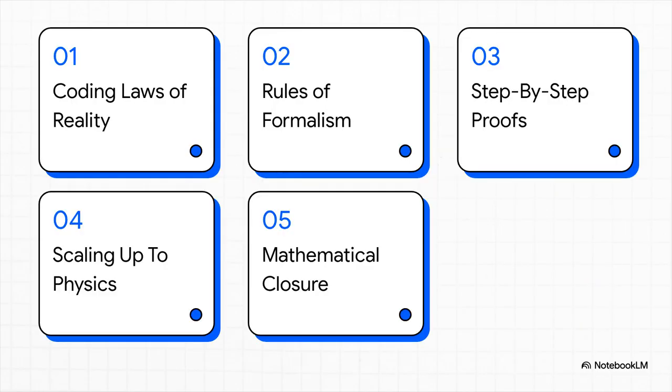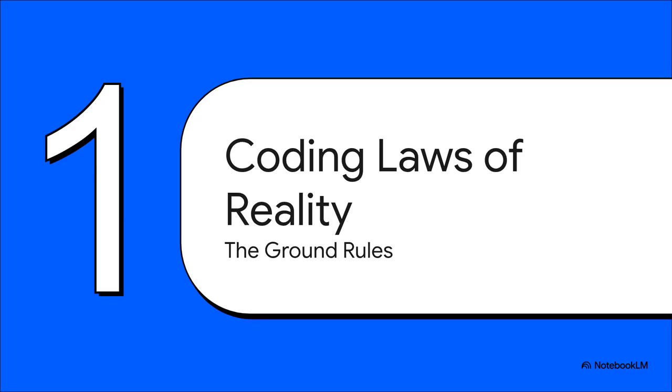Here's our roadmap for this explainer. We'll start with coding the laws of reality, move into the rules of formalism, check out the step-by-step proof mechanics, see what happens when scaling up to physics, and finally, look at achieving mathematical closure. Let's kick things off with Section 1, coding the laws of reality.